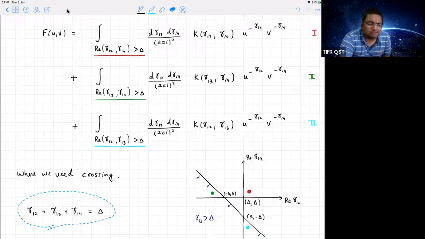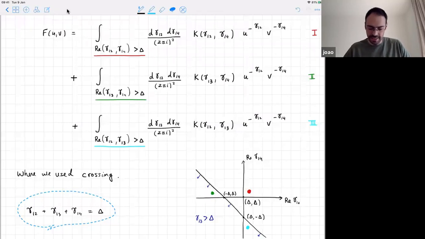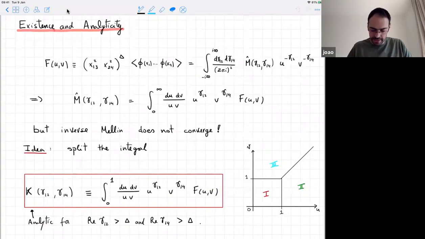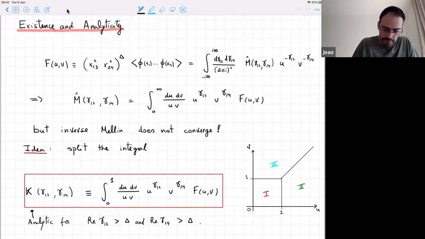So no, I think I was too fast. What I'm saying is, this integral, let's analyze u going to 0 and v going to 0. That is dominated by the light cone of E. Okay? The first operator is the identity. So that tells you that gamma 1,2 and gamma 1,4 have to be bigger than delta for this integral to converge, because the function f goes like u to the minus delta.